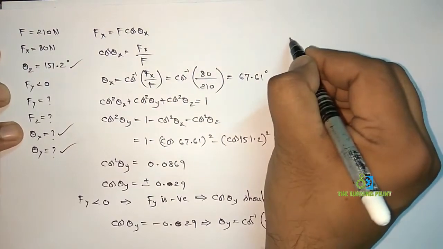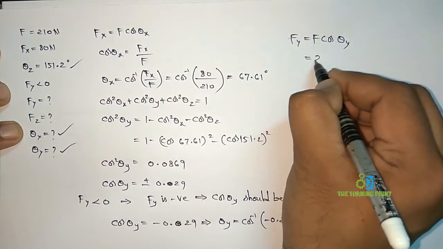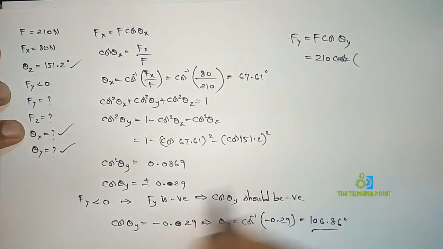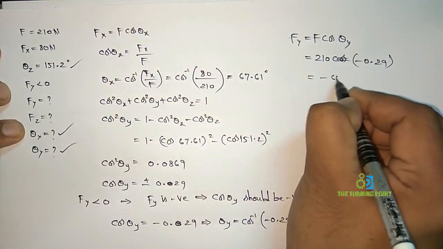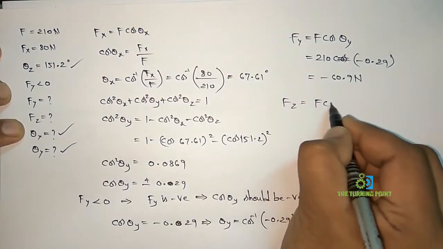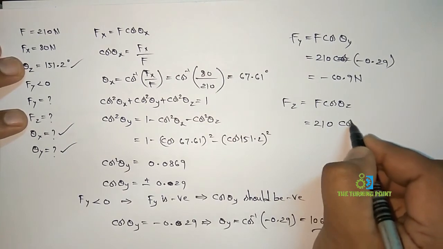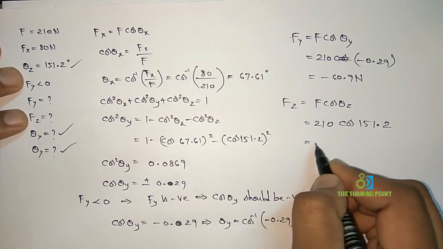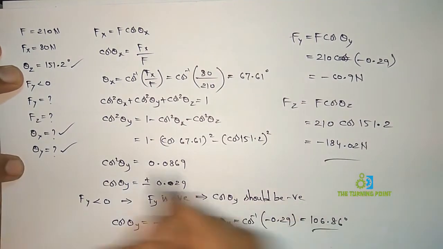So you know the relation for Fy. Fy is equal to F cos theta y. F that is given in the question, 210 cos theta y. So cos theta y, directly you can substitute the value here, we got right, minus 0.29. So that is minus 60.9 newtons. And Fz is F cos theta z. F is given in the question, 210 cos theta z. Theta z is given cos 151.2. You will get the value of Fz, minus 184.02 newtons.